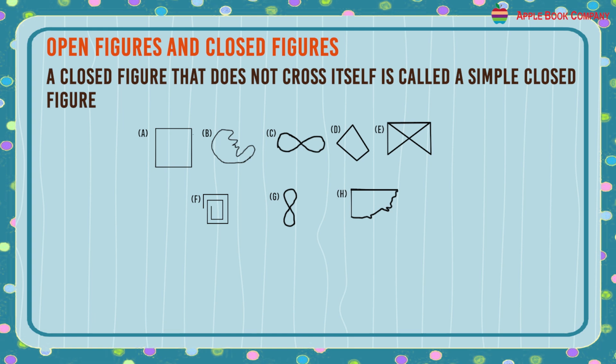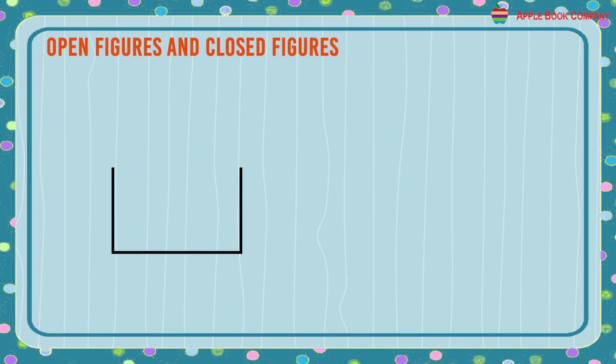Out of these, which figures can you draw without having the figure cross itself? The answer is A, B, D, and H. Such figures are called simple closed figures. The shape, which is not closed by a line segment or a curve, is called an open figure.